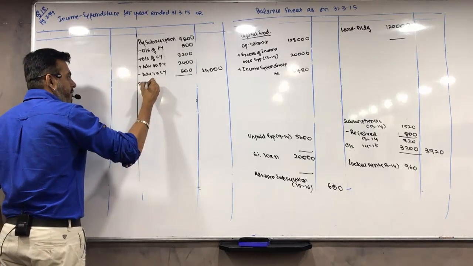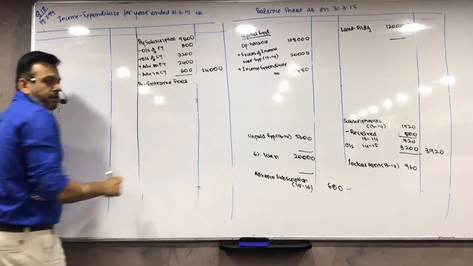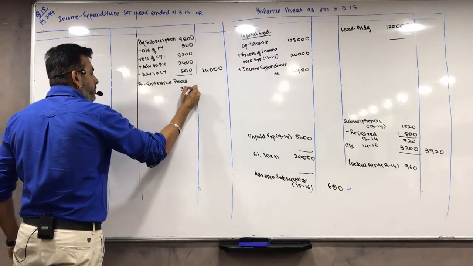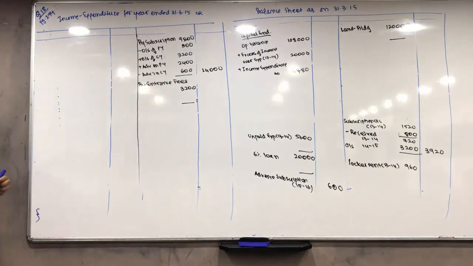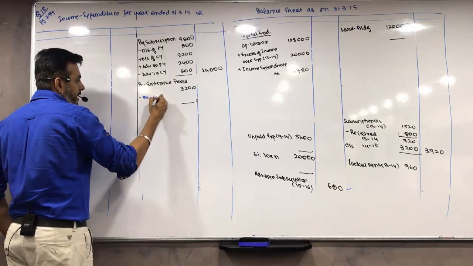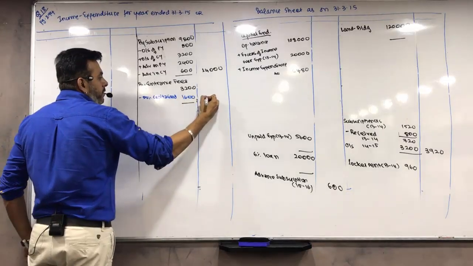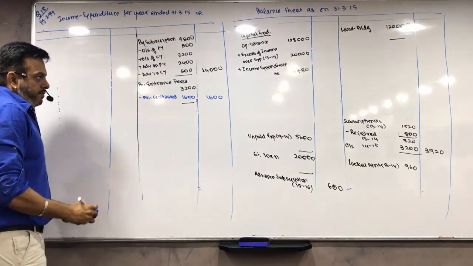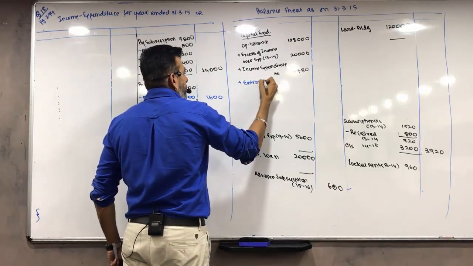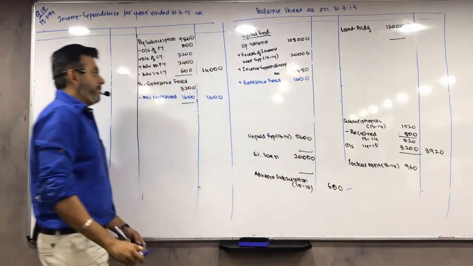By entrance fee, inner column 3,200. Minus 50% capitalized, 1,600. Plus entrance fees 1,600.